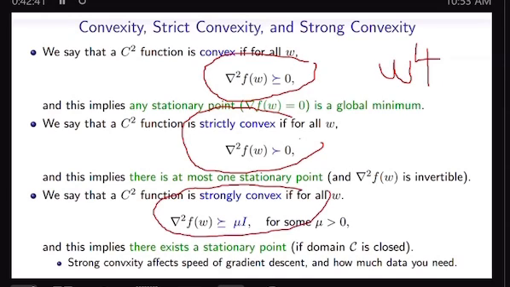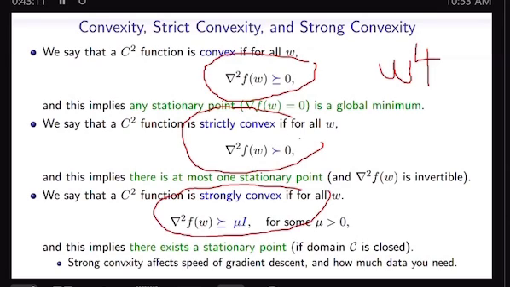Take a look at the three types. The first one, convex, is just general convex: the second derivative is greater or equal to 0. Something can be generally convex and not strictly convex and not strongly convex. For strictly convex, the second derivative should be greater than 0. But for strongly convex, it has to be greater or equal to a particular number that I'm going to call mu.